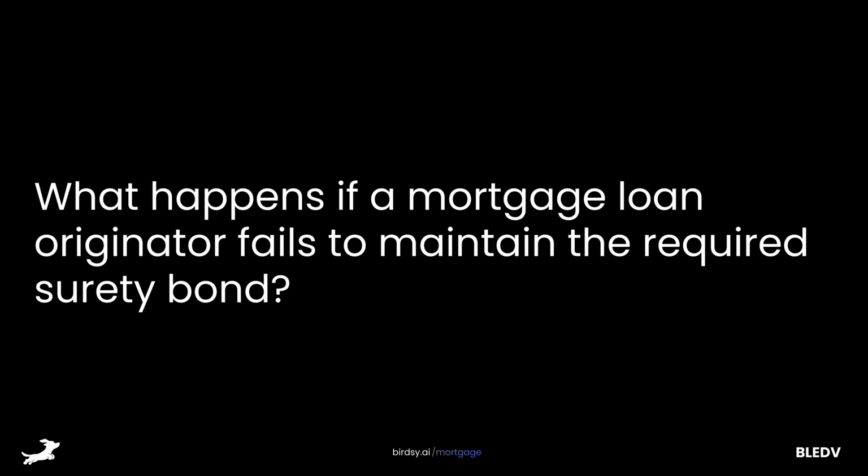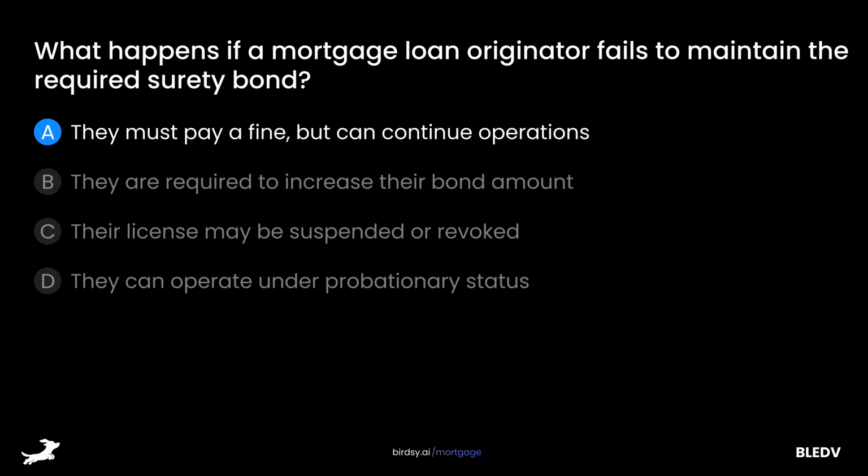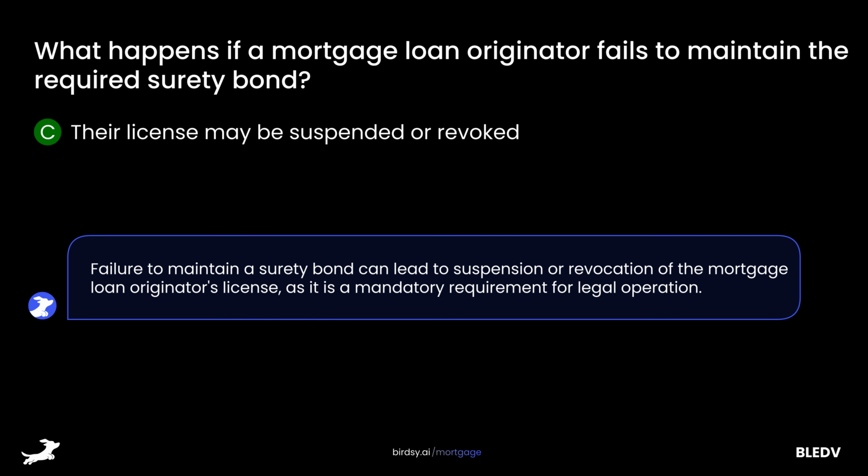What happens if a mortgage loan originator fails to maintain the required surety bond? Is it A, they must pay a fine but can continue operations? B, they are required to increase their bond amount? C, their license may be suspended or revoked? Or D, they can operate under probationary status? The answer is C, their license may be suspended or revoked. Failure to maintain a surety bond can lead to suspension or revocation of the mortgage loan originator's license, as it is a mandatory requirement for legal operation.